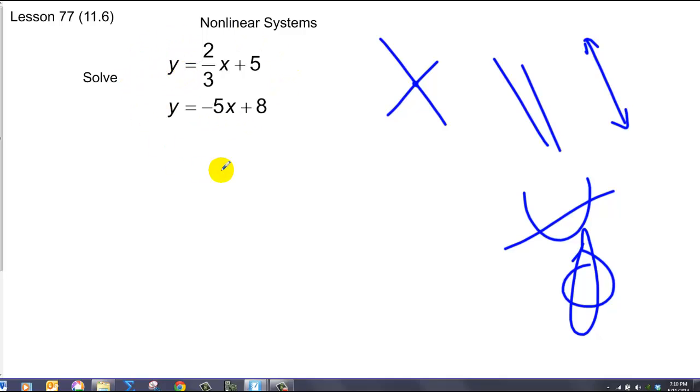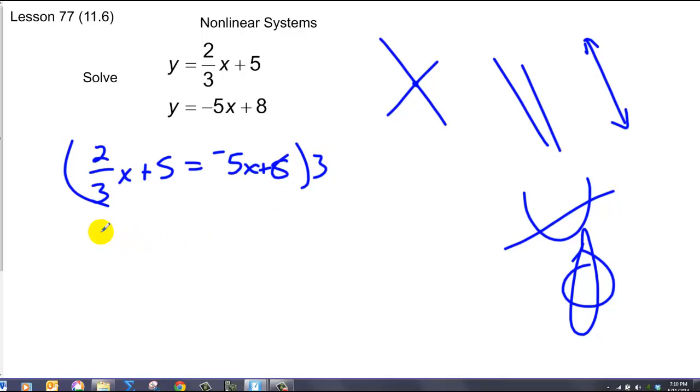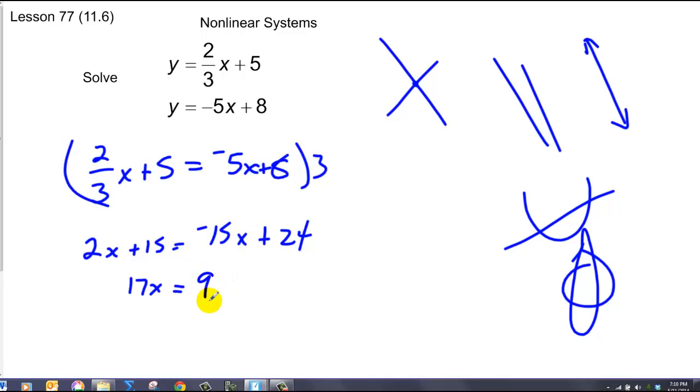We know that our first method of solution was always substitution. So if I wanted to, I could say, well, I know that 2/3x plus 5 would be equal to negative 5x plus 8. I'd multiply all the sides by 3 to start with, just to get rid of fractions. So I'd have 2x plus 15 is equal to negative 15x plus 24. 17x would equal 9, and then x equals 9 over 17.